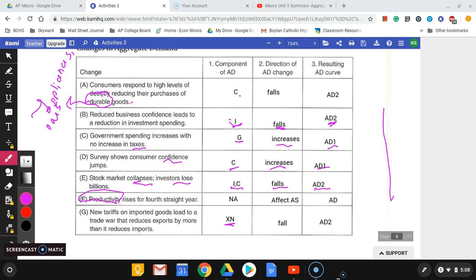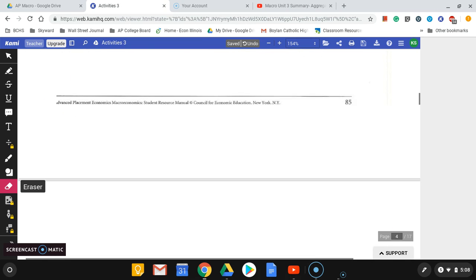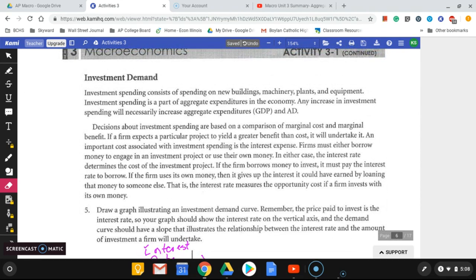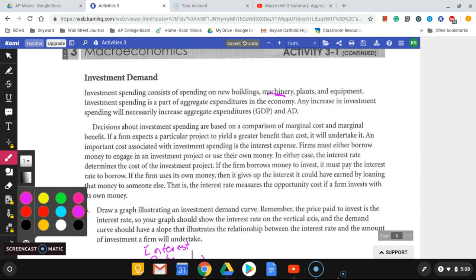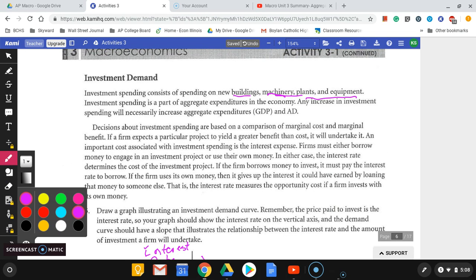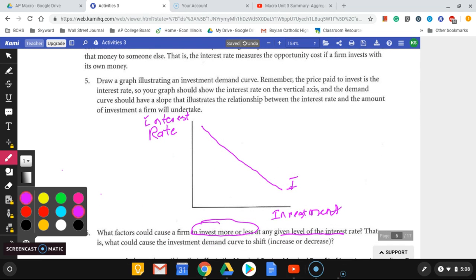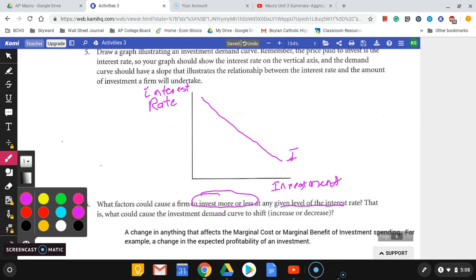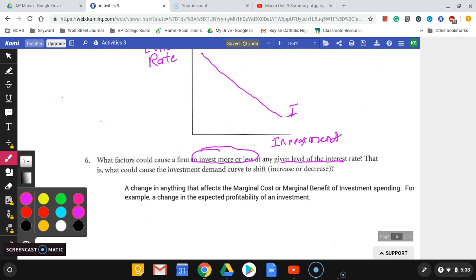Next thing we're going to look at here, if we scroll down, is investment demand. So investment demand looks at investment spending by businesses on things like new buildings, machinery, plants, and equipment. So as interest rates go up, investment spending is going to fall. So I've drawn that relationship on this graph.